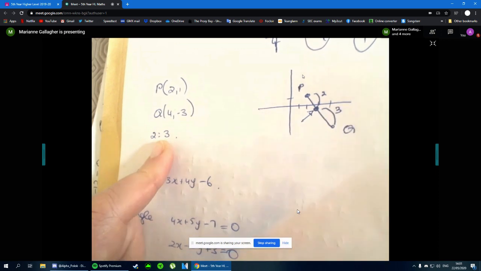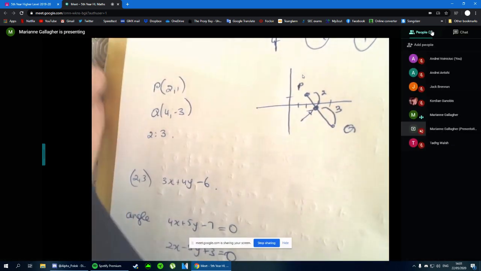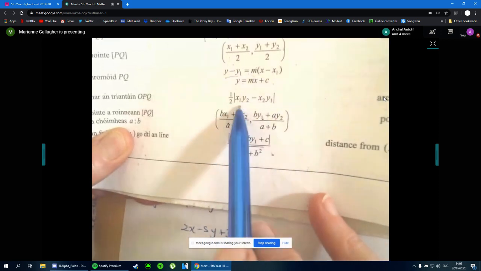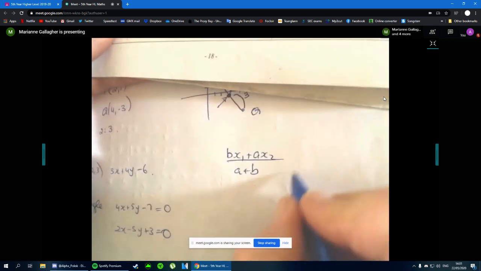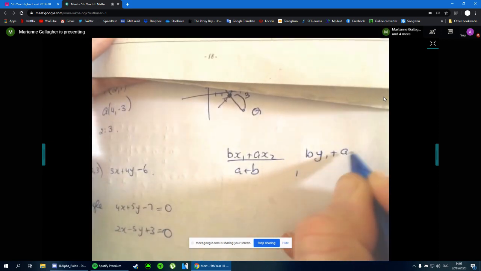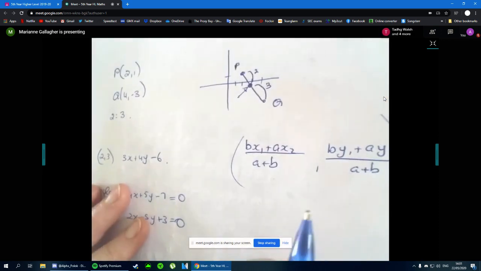And our formula, when you look at the tables, is bx1 plus ax2. Because we're looking for a point, we need an x coordinate and a y coordinate. So here's the formula for the x coordinate, here's for the y. I'll just write it down: bx1 plus ax2 over a plus b, that's your x. Your y is by1 plus ay2 over a plus b. So we're trying to find the coordinates of this point.